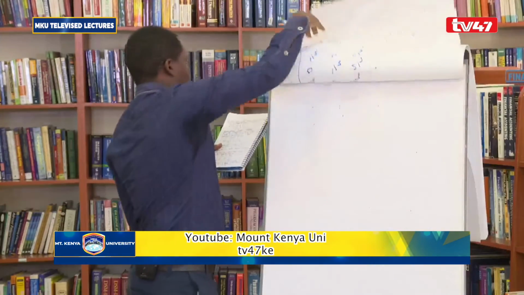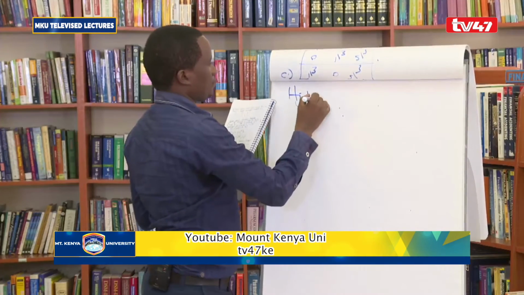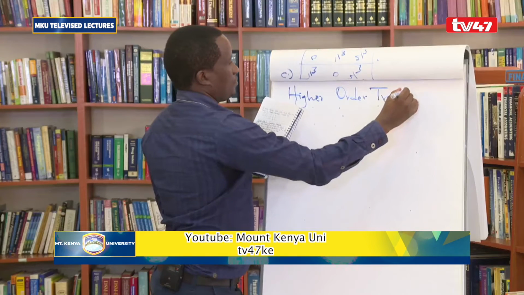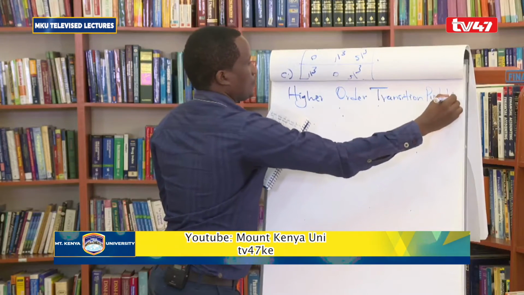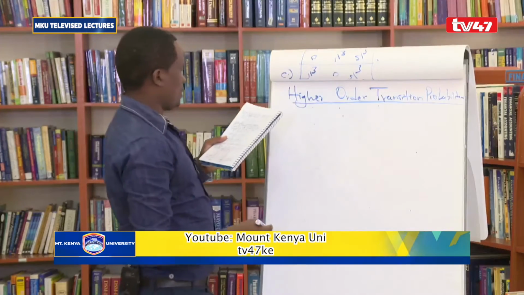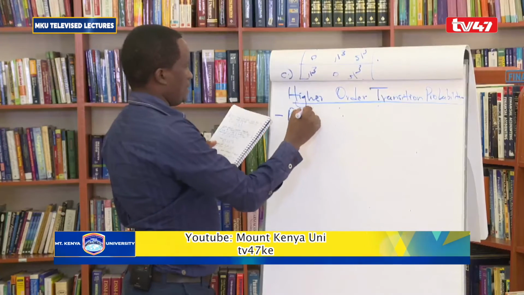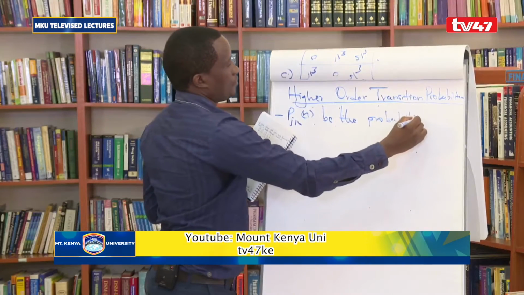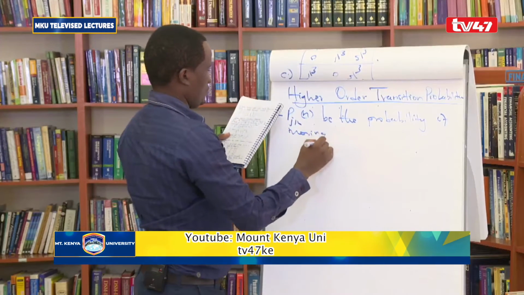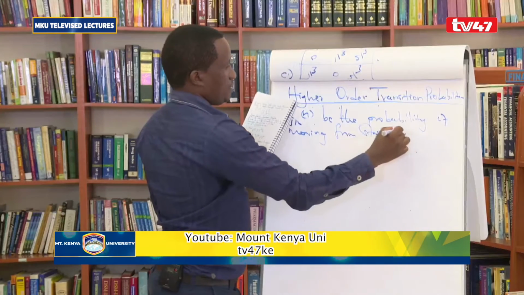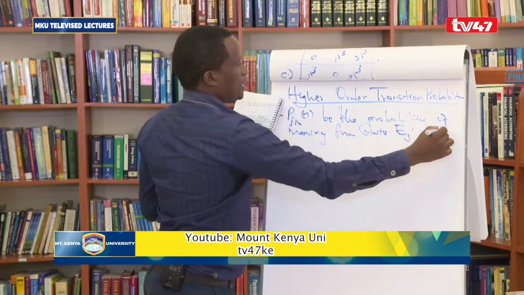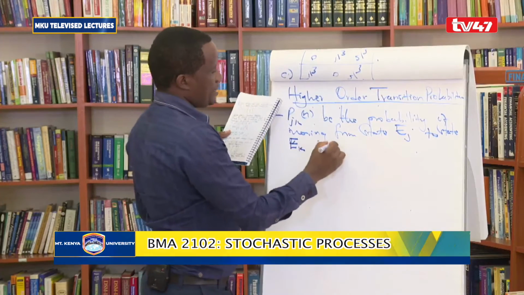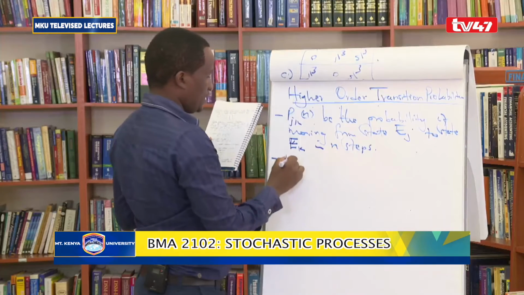That's why we are calling it a double stochastic matrix. Now let's look at higher order transition probabilities. Let p_jk^(n) be the probability of moving from state j to state k in n steps.